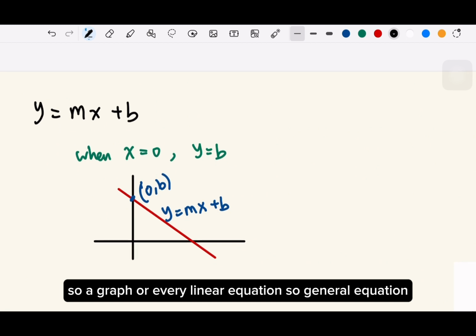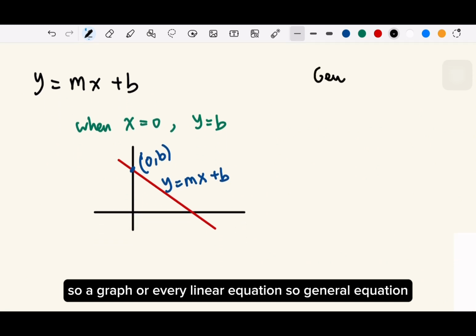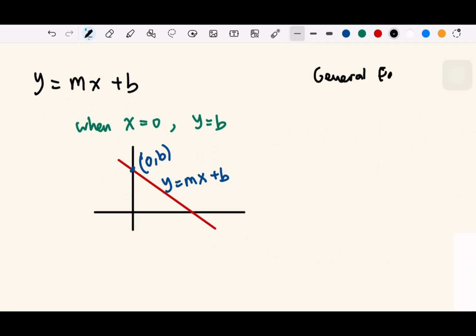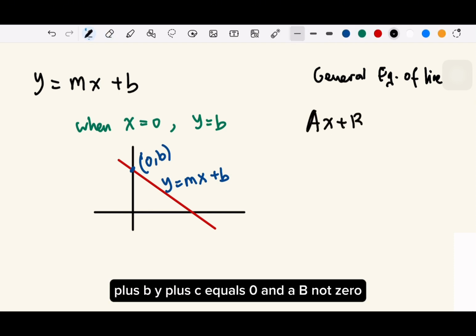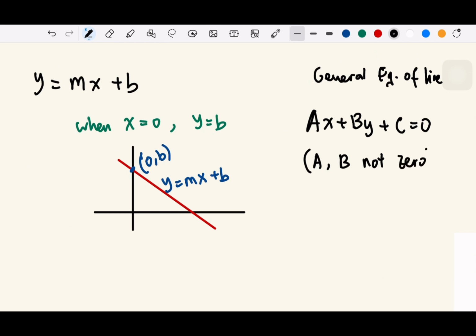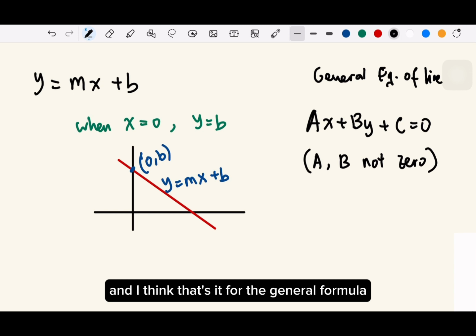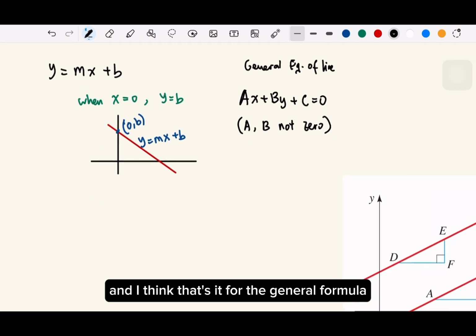So a graph for every linear equation, so the general equation of a line, we have ax + by + c = 0, and a, b not 0. And I think that's it for the general formula.